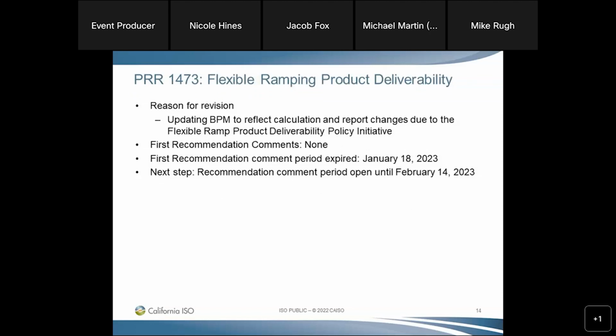So we did put this back into another recommendation comment period because we had a last minute change, which I think we added yesterday. It essentially just says that we're only going to be enforcing base constraints. We're not going to do contingencies for FRP. So we reopened the comment period for that, and that will expire on February 14th, 2023.